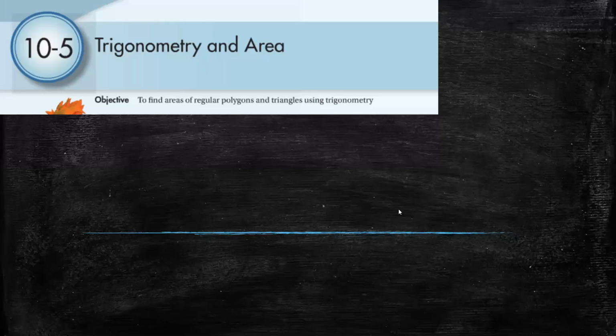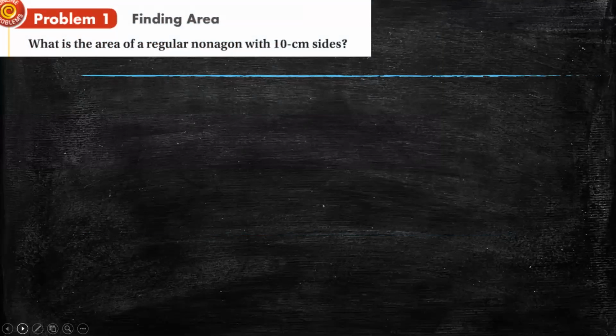Today our lesson is 10.5. It's talking about trigonometry and area. In this lesson, we learn how we can find the areas of regular polygons and triangles using trigonometry. Let's start now. Today we will learn how we can find the area of a regular polygon using trigonometry.